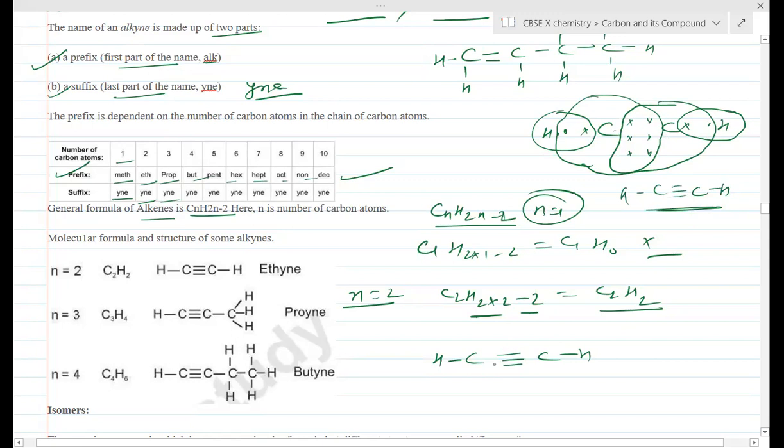This n is equal to 2 means what? Eth, and the suffix we are using is what? Yne. So it is what? Ethyne. Similarly, n is equal to 3, we will write C3H4. If you put it in the formula CnH2n minus 2, so C3 H2 into 3 minus 2. 2 threes are 6, 6 minus 2 is what? 4. So this is the structure of propyne.